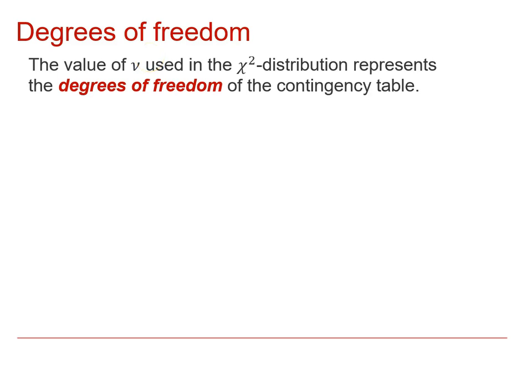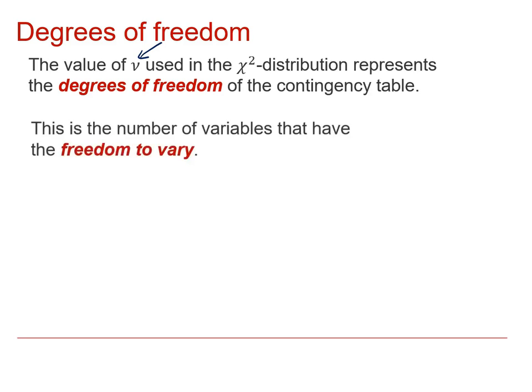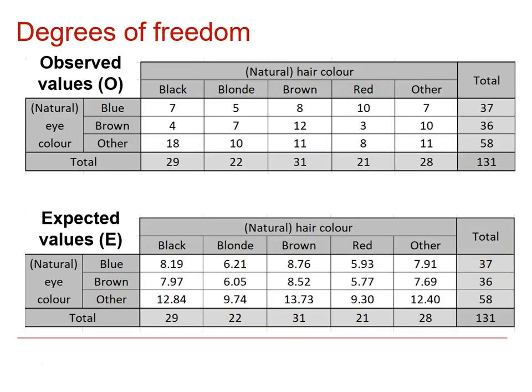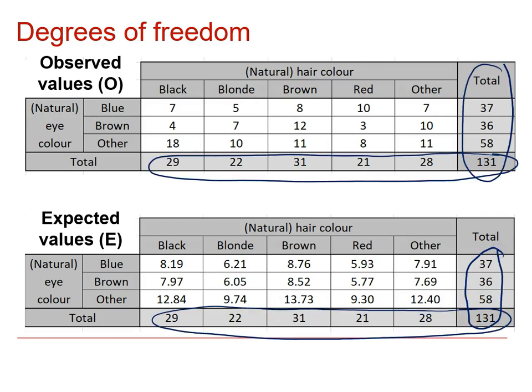In order to find the critical value, we need to find the value of nu, and that represents the degrees of freedom of the contingency table. This is defined as the number of variables that have the freedom to vary. In order to calculate our expected values, we used these totals. So these totals are set in place.